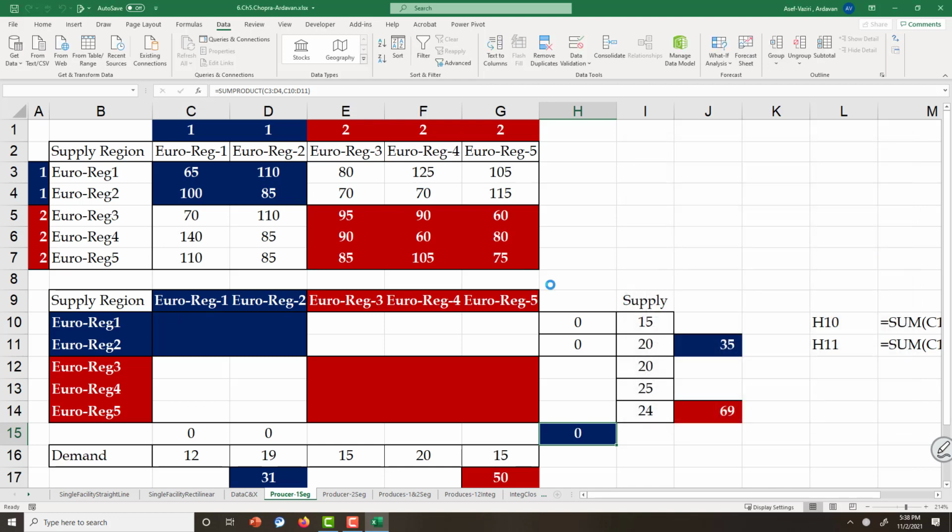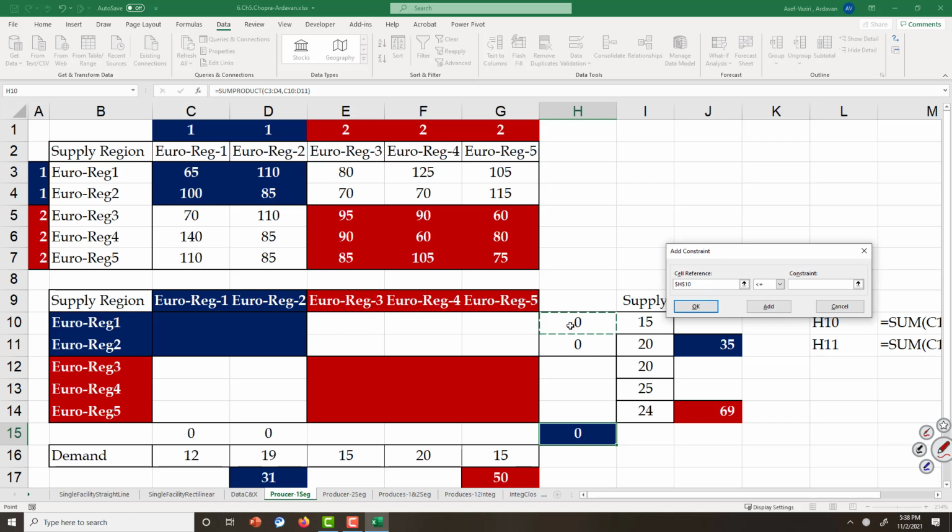Add this one and this one by one, should be less than or equal to the capacities. Add this one and this one by one, should be greater than or equal. We don't need to put equal. Greater than or equal does the same thing of these two. Okay.